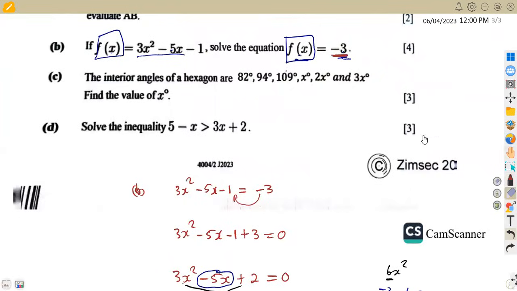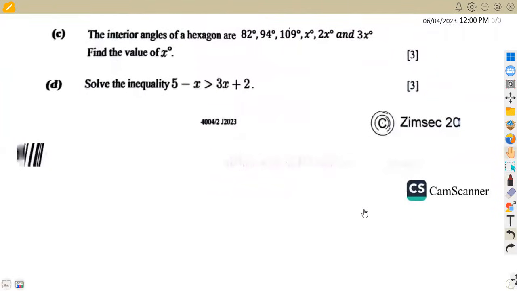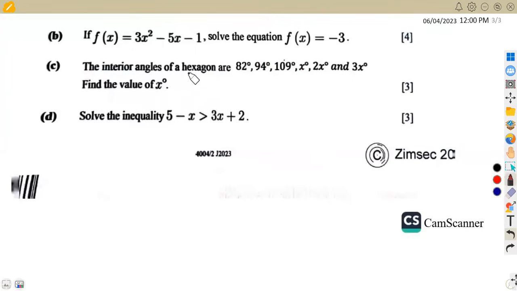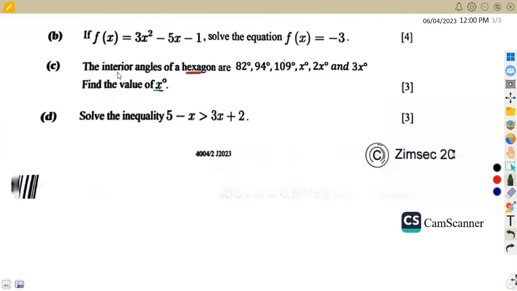Here, let's check C. We are given the interior angles of a hexagon, same as the one that we had from paper 1, where we were given the interior angles of a quadrilateral. Now they are saying it's a hexagon. So like I said, all you need is to find the sum. The question is asking you to find the value of x. We are talking about interior. So how do you find the number?